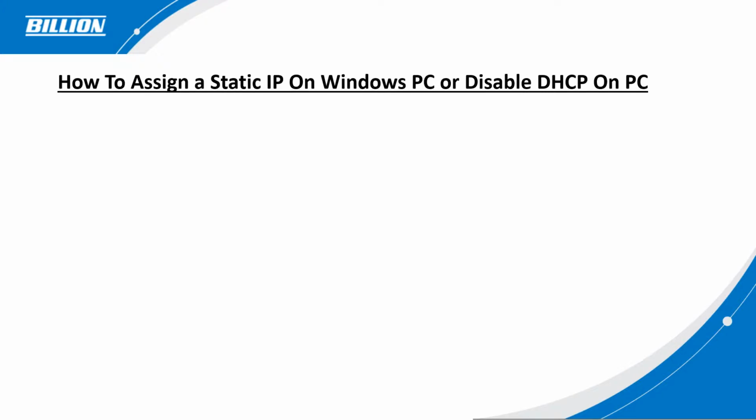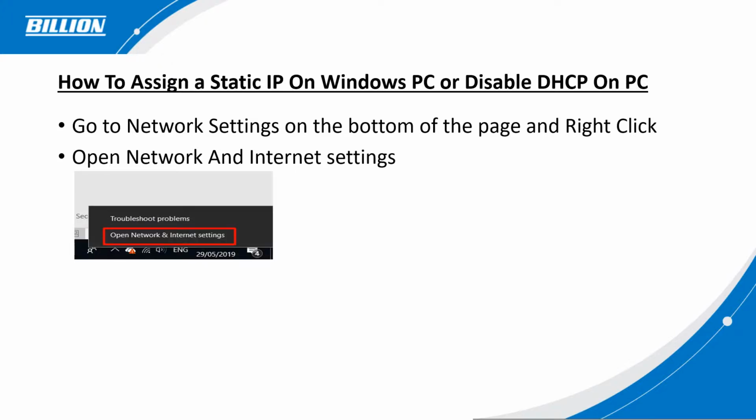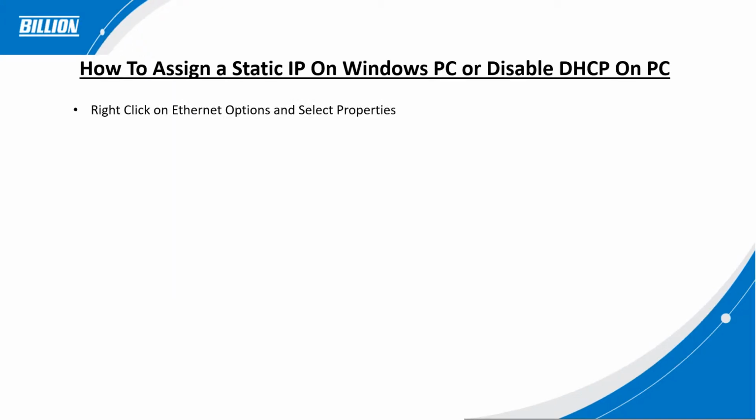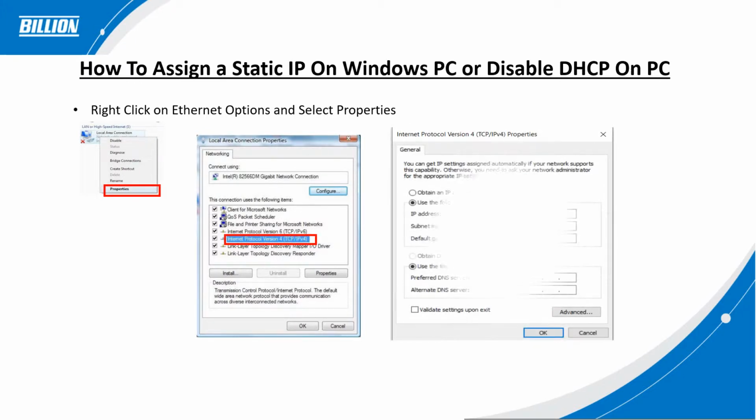Do you know how to assign a static IP on a Windows PC or disable DHCP? For that, please go to Network and Internet Settings on the PC, right-click the Network and Internet tab and select Open Network and Internet Settings option. From the pop-up Network Settings menu, double-click on Change Adapter option. Now from the list of network connections, right-click on Ethernet options and click Properties. From the Local Area Connection Properties tab, double-click the Internet Protocol version 4 option.